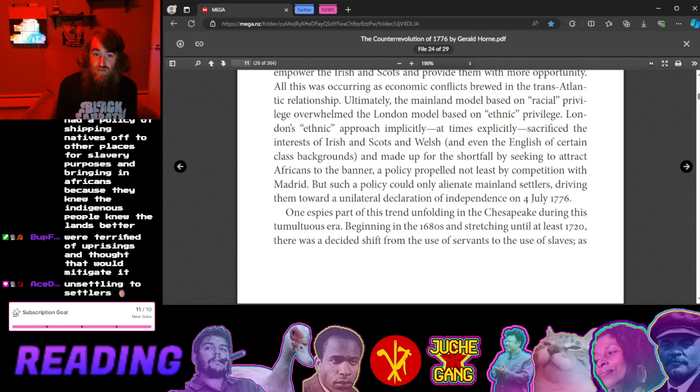London's ethnic approach implicitly, at times explicitly, sacrificed the interests of Irish and Scots and Welsh, and even the English of certain class backgrounds, and made up for the shortfall by seeking to attract Africans to the banner, a policy propelled not least by competition with Madrid. But such a policy could only alienate mainland settlers, driving them toward a unilateral declaration of independence on the 4th of July, 1776.